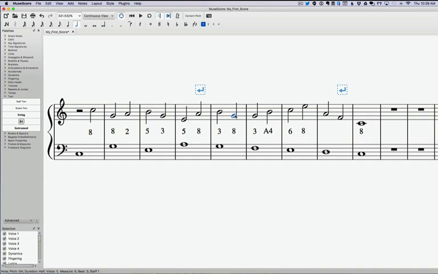Now, if you're thinking the difference between first and second was that first species was one note for every note, second species was 2 notes for every note, third species ought to be 3 notes for every note. You're wrong. It's a little different than that. So let's move on and let's get to third species counterpoint.